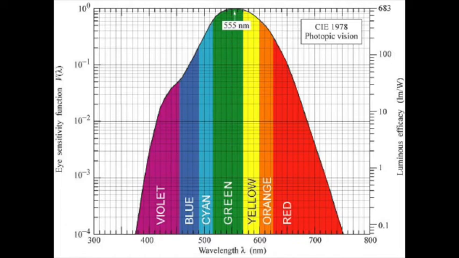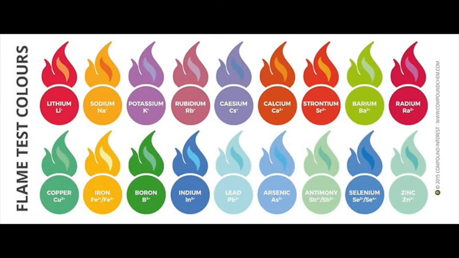And then examples of how this can be used in science are flame test colors. So, for example, when you burn lithium, it gives out a red flame. But when you burn copper, it gives out a blue-greenish flame. And when you heat potassium, it gives out a lilac flame.